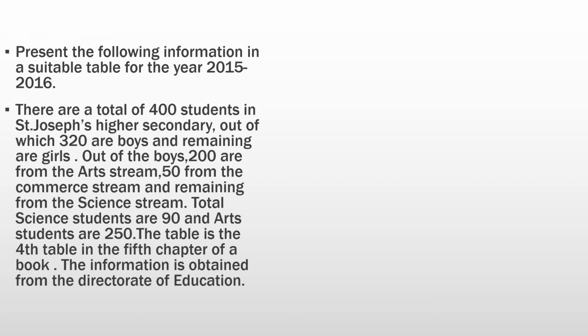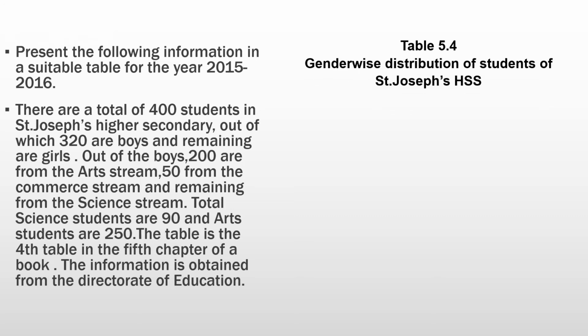So how do we begin with the table? First things first, the table number. We just read that the table is the fourth table in the fifth chapter of a book. So the table number is 5.4. Here we have a brief description of what the table is all about. It is about the gender-wise distribution of students of St. Joseph's Higher Secondary stream-wise. The head note is they are actual figures of the academic year 2015-16.